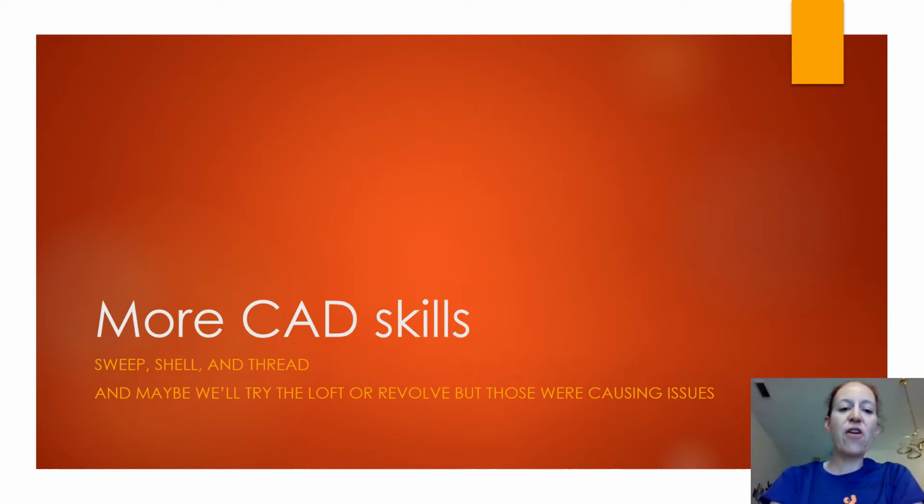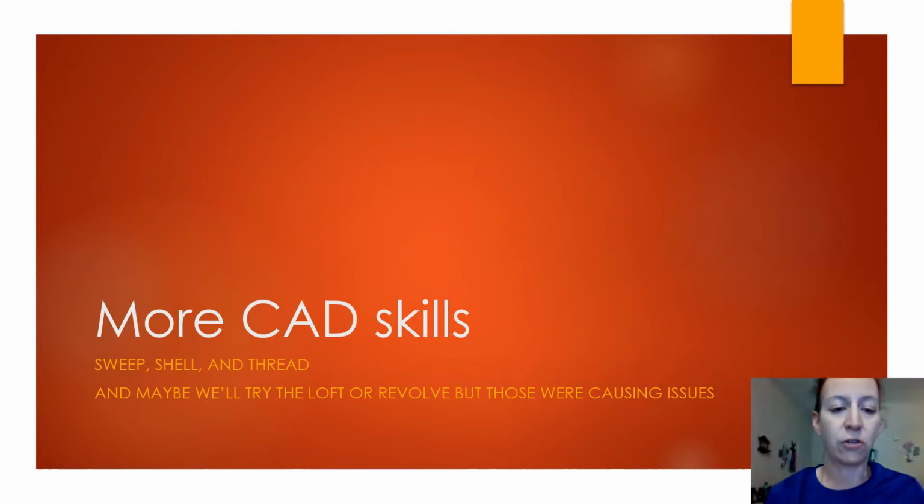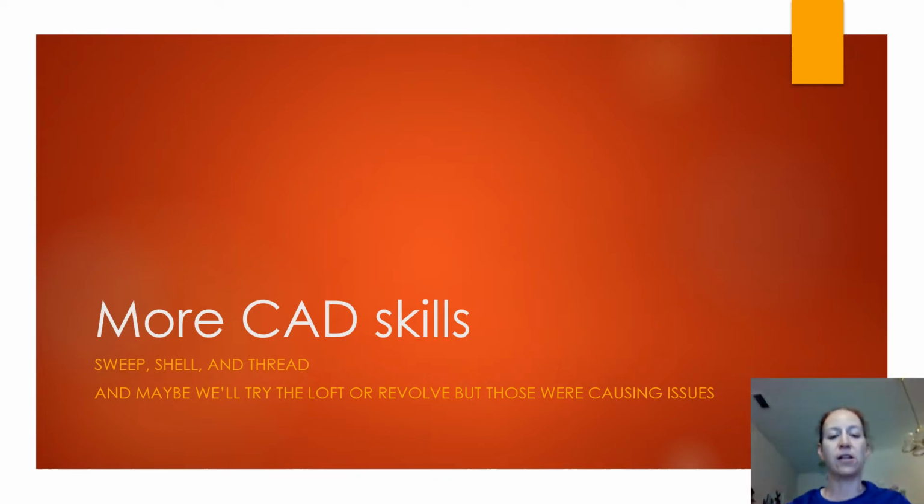Okay, so this video is to cover some more CAD skills. These are some skills in Fusion 360. Specifically, we're going to cover sweeping and threading, but you'll notice that there's also a shell in here. So the main skills that you're going to need to demonstrate for this particular lesson are sweep, shells, and threads. And maybe we'll try the loft or the revolve, but those were causing issues.